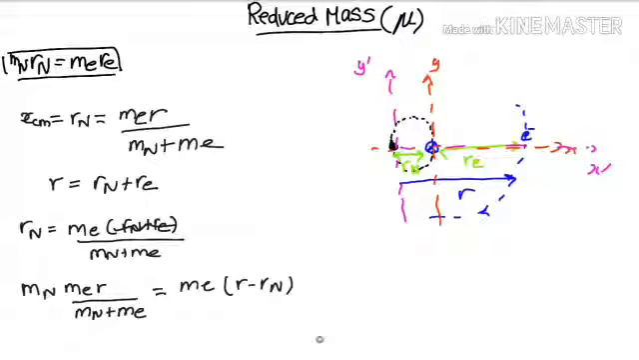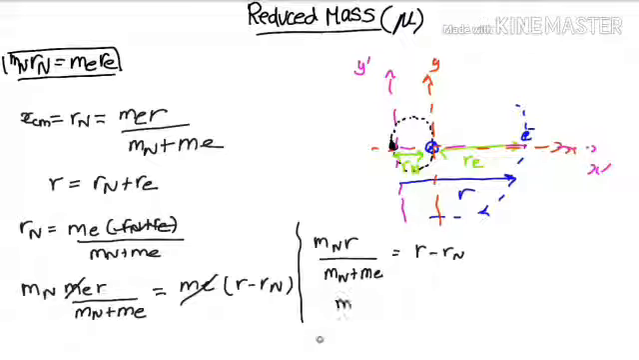So we can say that this cancelled, Me cancelled Me. We can say that Mn R divided by Mn plus Me is equal to R minus Rn. You see that Mn over Mn plus Me is equal to 1 minus Rn over R. Yes, okay.